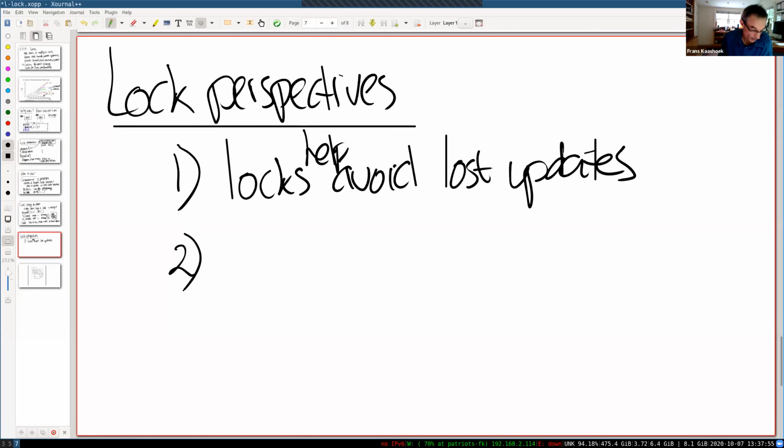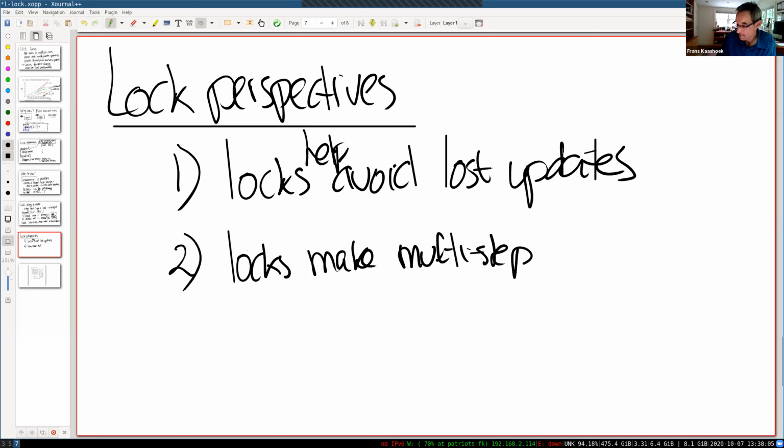So that's one way of thinking about it, a very low level way. Another way to think about it is that locks make multi-step operations atomic. So there's the view of a critical section. We acquire the lock, we do a whole bunch of steps or instructions, we execute all the instructions, then we release, and that whole critical section executes as an atomic operation. That's also a fine way to think about locks.